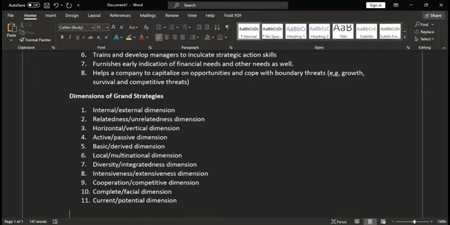We have the intensiveness and extensiveness dimension. Intensiveness is the extent to which a newly adopted strategy intensifies, reinforces, or increases the organization's operations within the current or potential product market definition. Extensiveness is the extent to which a newly adopted strategy expands the current or potential product market definition of a company.